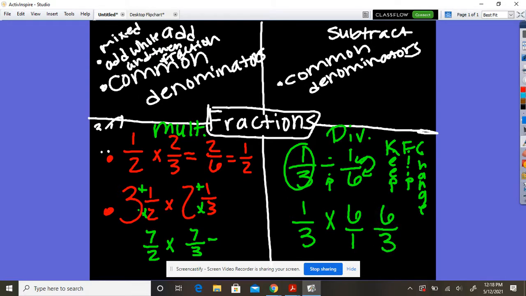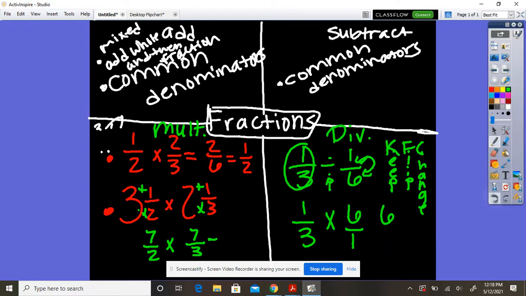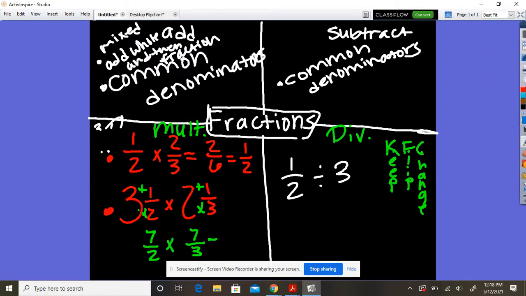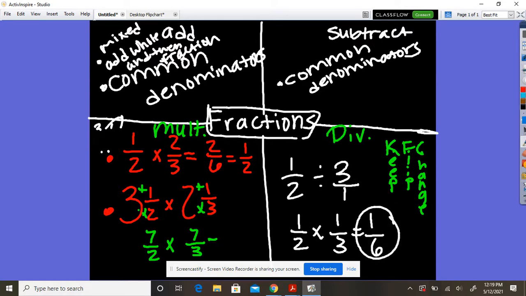So to change this back into a whole number or a mixed number, I ask myself, how many times will 3 go into 6? It goes in twice. Is there anything left over? No. So 2 would be my answer. If you have 1/2 divided by a whole number, all you need to do before you KFC is change this whole number into a fraction by putting it over 1. Then I can keep, flip, change, multiply straight across, and get 1/6.